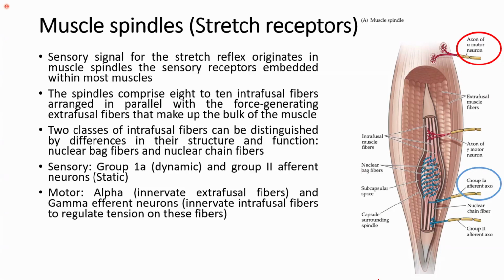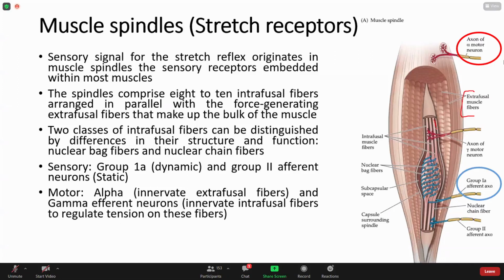Extrafusal fibers, very good. So we have the extrafusal fibers, and these are the intrafusal fibers, which are on the inside. Now, the muscle spindles are basically the sensory neurons which are innervating the intrafusal fibers.